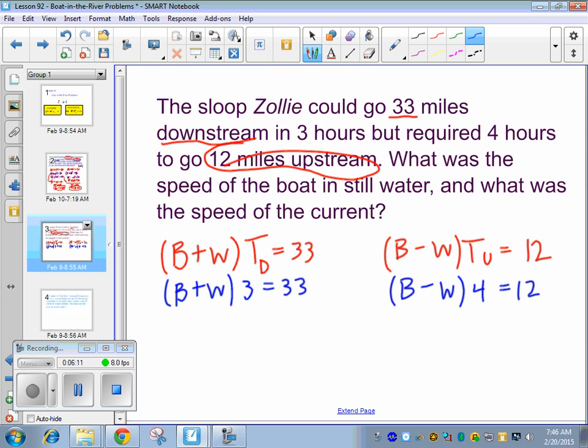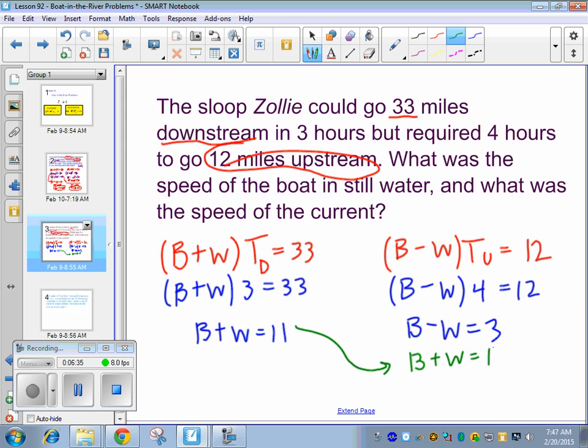How could we make each of these problems easier instead of distributing, Kayla? Yeah, I would probably divide each side by 3, because then we just have boat plus water equals 11. And over here, what could we do? Divide by 4. So then we have boat minus water equals 3. So it's a little bit easier, and then line them up. Boat plus water equals 11.